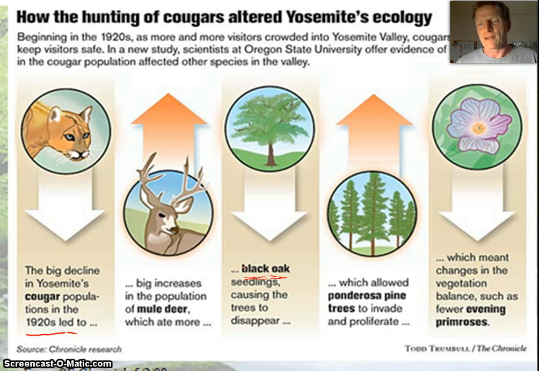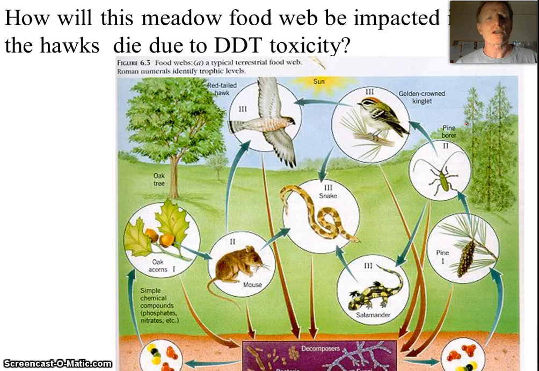So in this case, evening primroses declined, then the bees and the pollinators and the butterflies that relied on that flower declined. So you can see one species, the cougar, declines, impacts not just its prey, but species of trees, species of flowers, and even species of insects in Yosemite. So a really good example of how one species really altered the whole community. Everything changed as a result of that one species decline. Let's look at one more example.